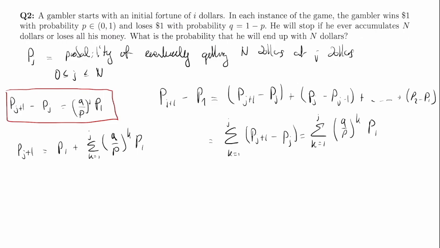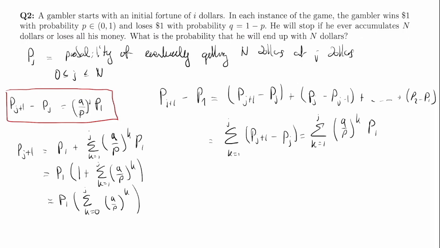So this is actually pretty cool. We've written the probability of j plus 1 for any j as just a multiple of P1. So if we know P1, we automatically know P of j plus 1 for any j. And so here we can factor out a P1. This would just be 1 plus the sum from k equals 1 to j of (q over p) to the k. And so here, note that (q over p) to the 0 is just 1. So we can actually include this 1 into our sum by just summing from 0. So this would just be P1 times the sum from k is equal to 0 to j of (q over p) to the k. Because when k is 0, (q over p) to the k is just 1, which is equal to this term right here.